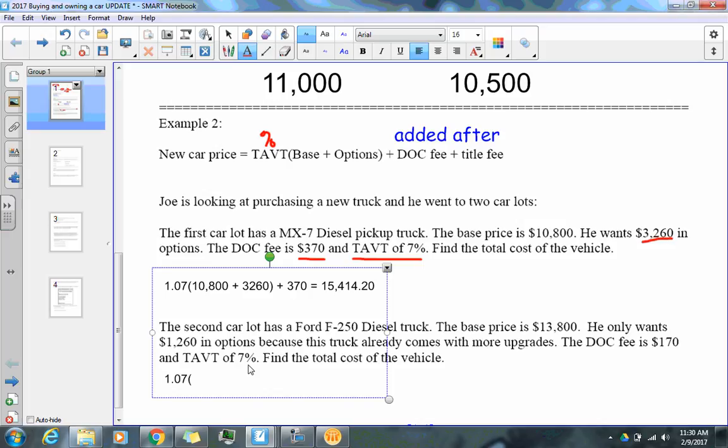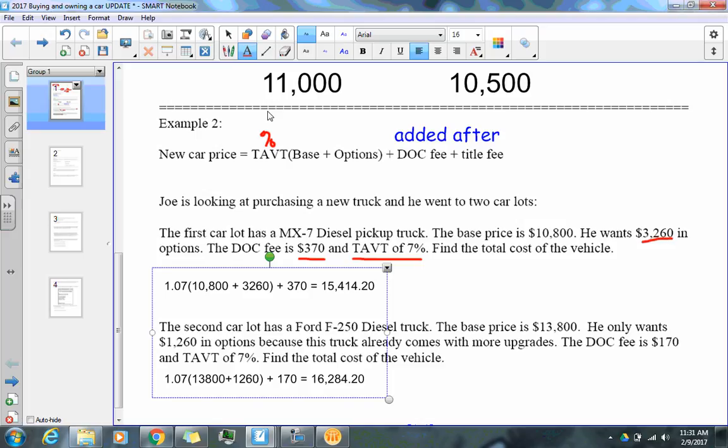1.07 times 13,800, I should put the comma in there, I apologize, and I'm going to add, oops, I shouldn't put times there, sorry, plus that, and plus the dock fee is 170, and when I press enter, I get $16,284.20. Put the comma there.